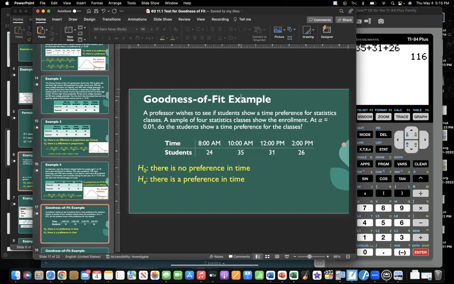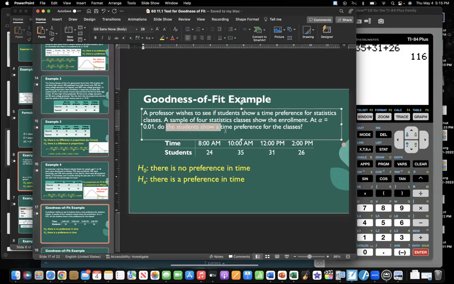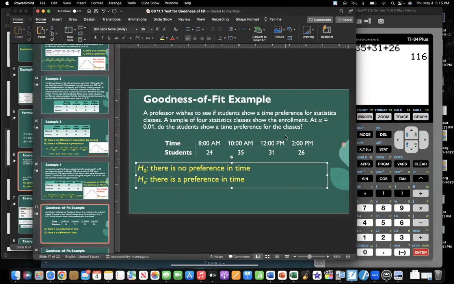Hi, everyone. I want to take a few minutes to go over how we can do both the chi-square goodness of fit and chi-square independence tests on the calculator. So starting off with goodness of fit, we want to see if there's a time preference for the class to meet. We have 4 different options here and how many prefer, and we want to see, do we have enough evidence to show that there's a preference for a time?